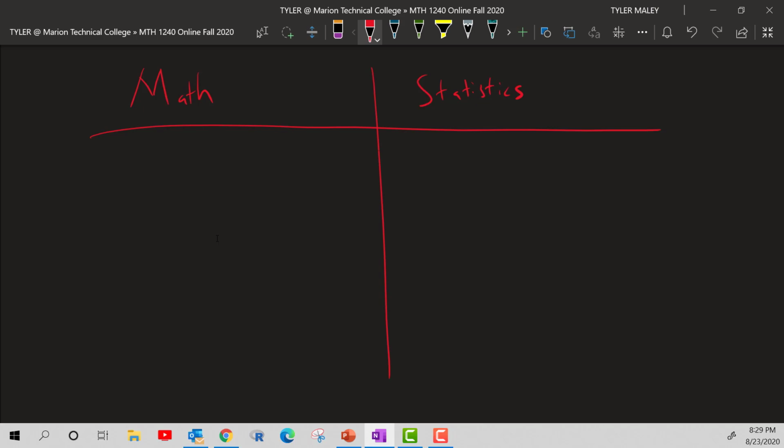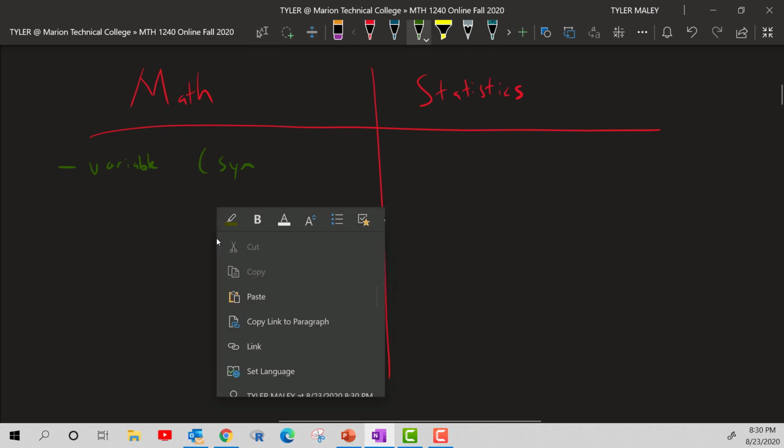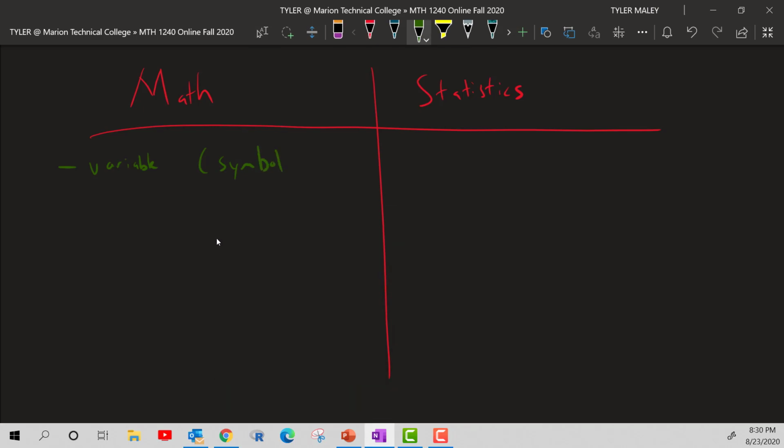So one difference, as I mentioned, is how we use the term variable. A variable in math is like a symbol or a letter.